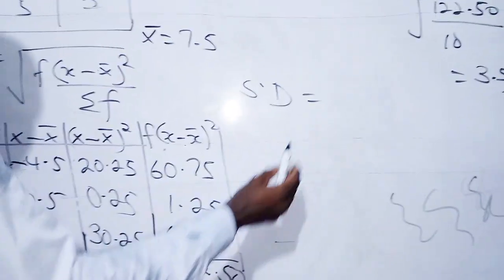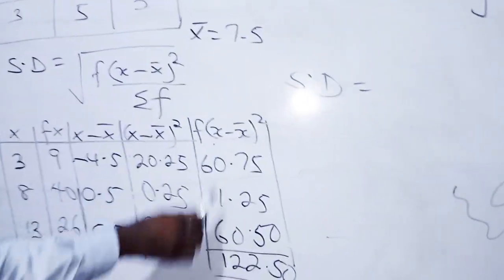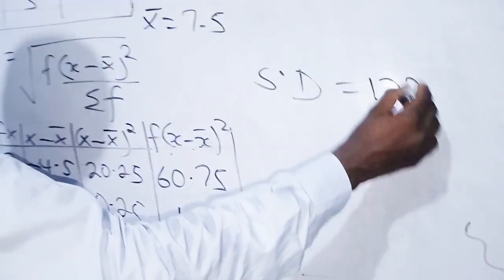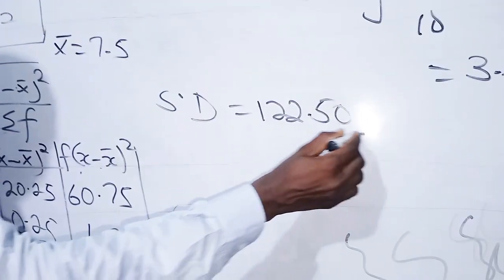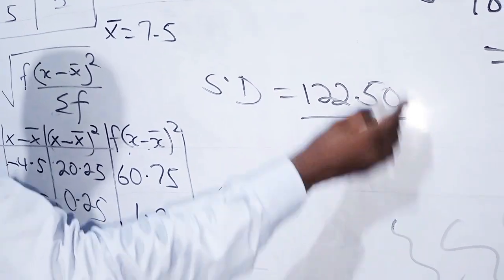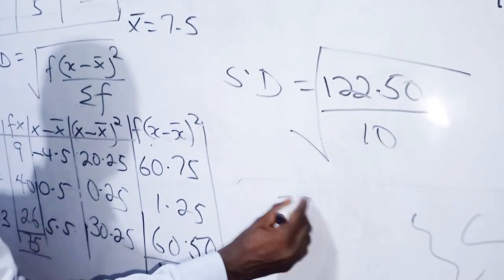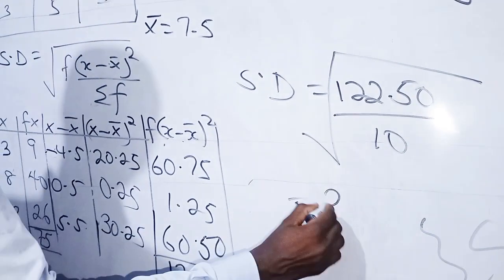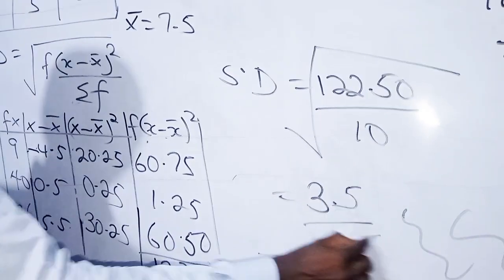To tidy up our answer and get our standard deviation: the standard deviation equals the square root of 122.50 divided by summation f, which is 10. At the end of the day, when you use your calculator, you have 3.5. Thank you.